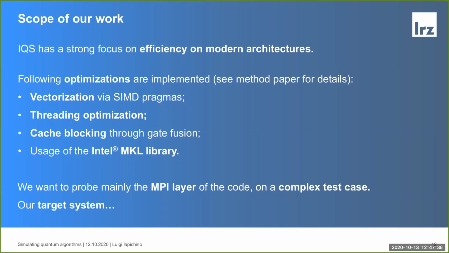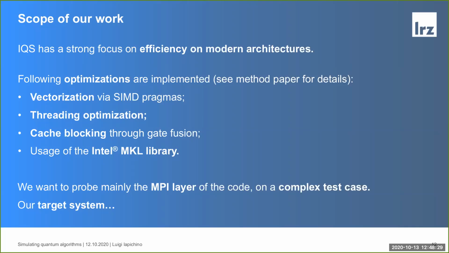We know that optimizations have already been implemented in the design stage for this application, like vectorization via SIMD pragmas, threading optimization, cache blocking, and the MKL library is used throughout the application very intensively. Despite that, so far most of the attention on performance has been given especially to simple gates, but for more complicated algorithms, we want to look a bit better at a complex case. And we want to probe mainly the MPI layer of the code, because for OpenMP there are complementary projects going on already on their own.